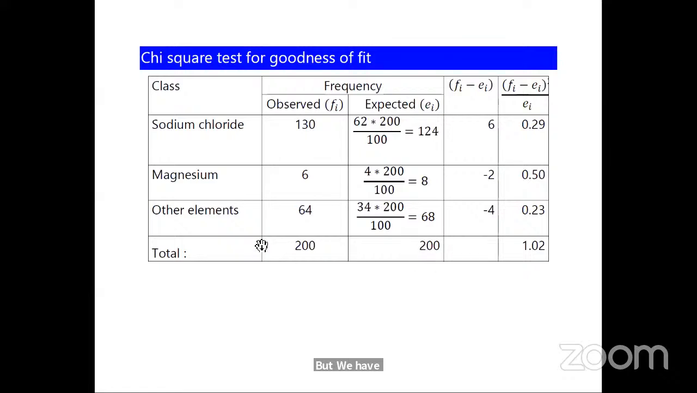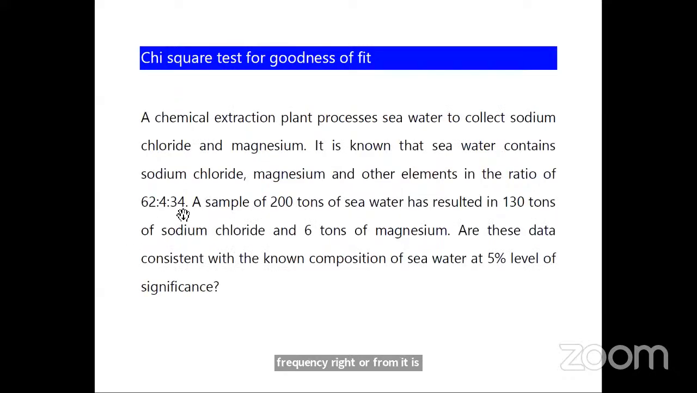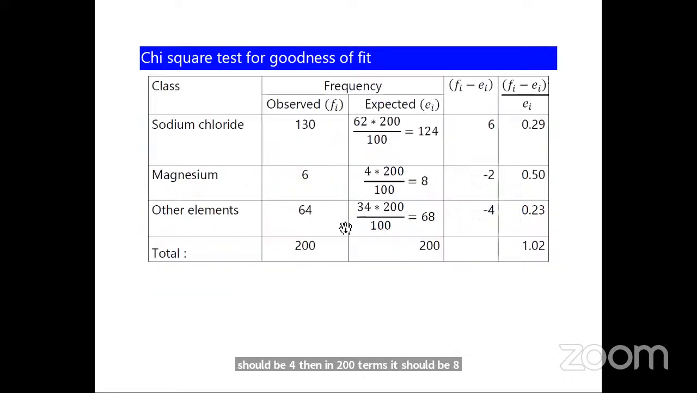That is the total of all, total 200. So multiply by 200, then divide by 100. Whatever is there is the expected frequency. Right? It is clear now. If in 100 it is 62, from 200 it must be 124, that is double of this, 124. Then for magnesium, if in 100 tons magnesium should be 4, then in 200 tons it should be 8. It's double like that. So 4 into 200 divided by 100, that is 8.